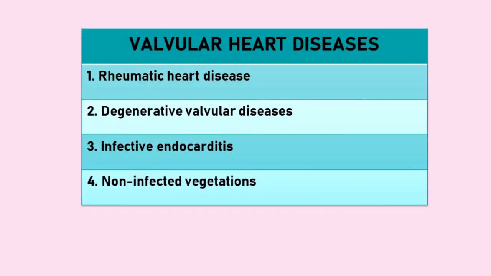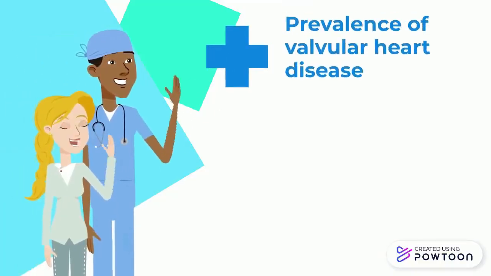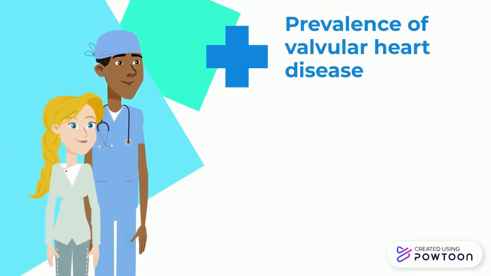So for today's PBL, we will be discussing four types of valvular heart diseases, which are rheumatic heart disease, degenerative valvular diseases, infective endocarditis, and non-infected vegetation. I will be explaining about the prevalence of valvular heart disease.